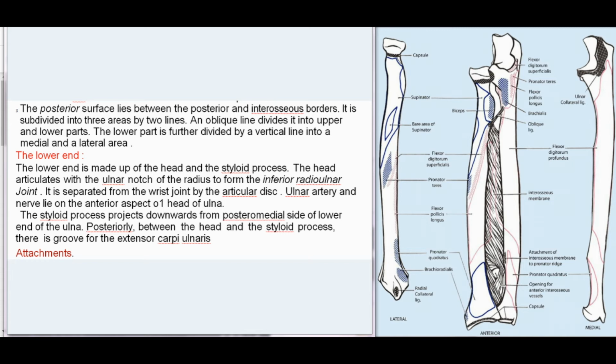The lower end is made up of the head and the styloid process. The head articulates with the ulnar notch of the radius to form the inferior radio-ulnar joint. It is separated from the wrist joint by the articular disc. Ulnar artery and nerve lie on the anterior aspect of the head of the ulna. The styloid process projects downwards from the posteromedial side of the lower end of the ulna. Posteriorly, between the head and the styloid process, there is a groove for the extensor carpi ulnaris attachments.